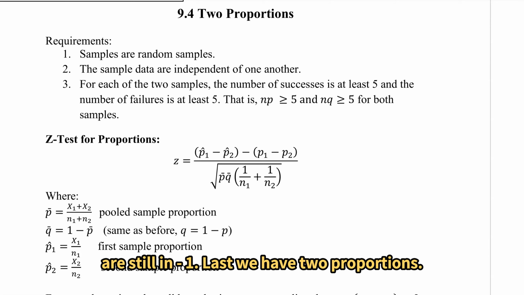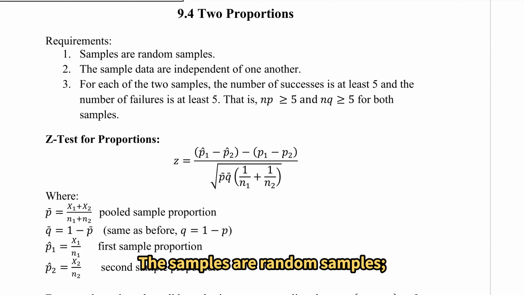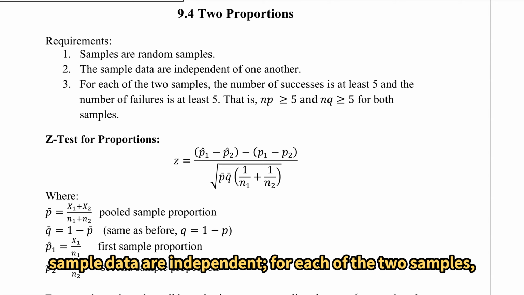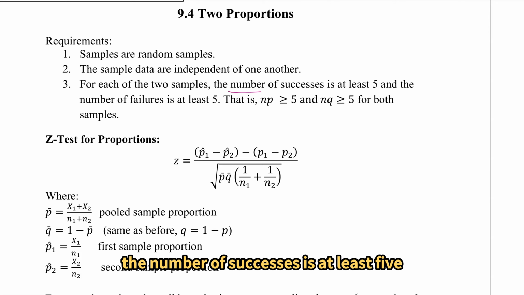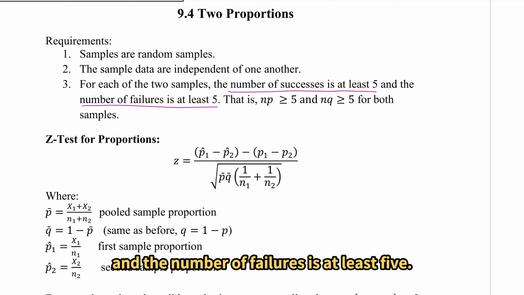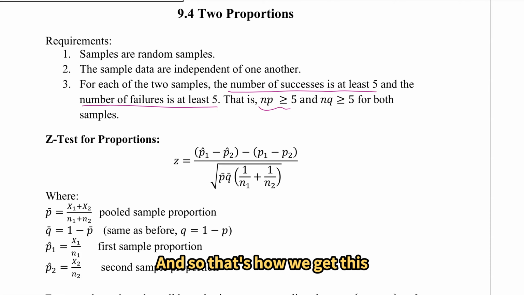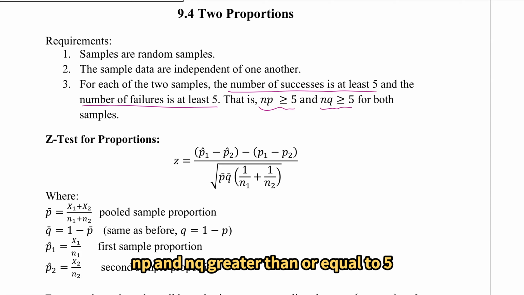Last, we have two proportions. The samples are random samples, sample data are independent. For each of the two samples, the number of successes is at least 5, and the number of failures is at least 5. And so that's how we get this np and nq greater than or equal to 5 for both of the samples.